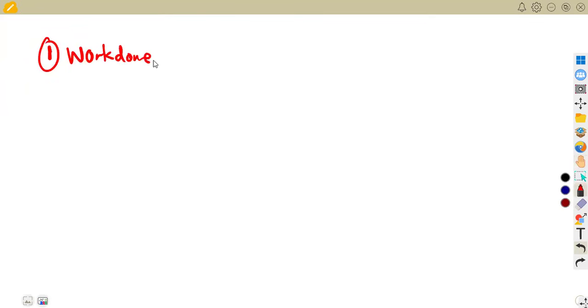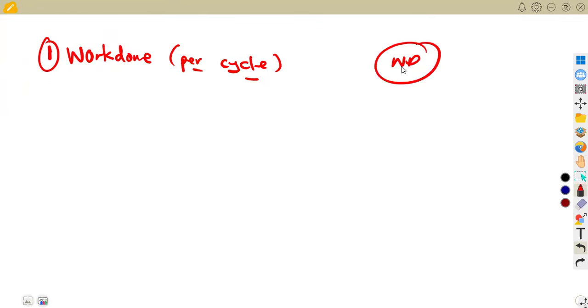The work done per cycle. Whenever you are asked to calculate the work done per cycle, they are simply saying calculate the normal work done. Remember, I said per cycle. It means the work done as it is. Your answer is supposed to be in kilojoules, but you can even write kilojoules per cycle, it does not affect anything.